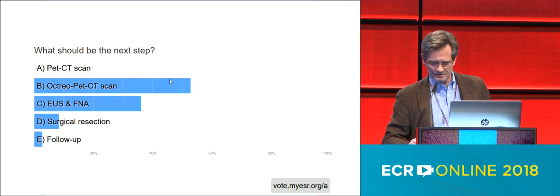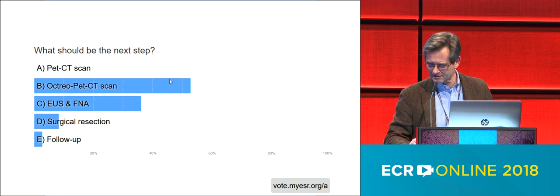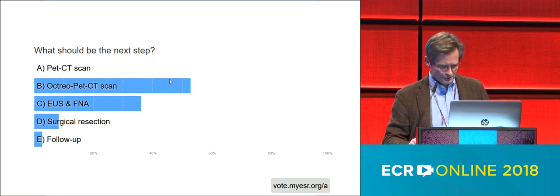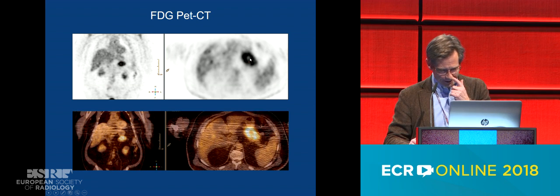So no PET, but the majority are in favor of an octreotide PET CT, some EUS, no surgical resection at this stage, and certainly no follow-up. Okay, so a PET CT was obtained, an FDG PET, and you see that the periphery of the lesion is quite avid for FDG. The central portion of the lesion is not at all avid for FDG.